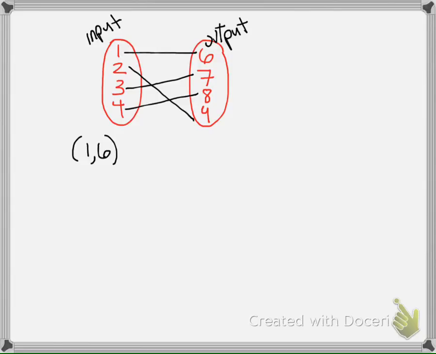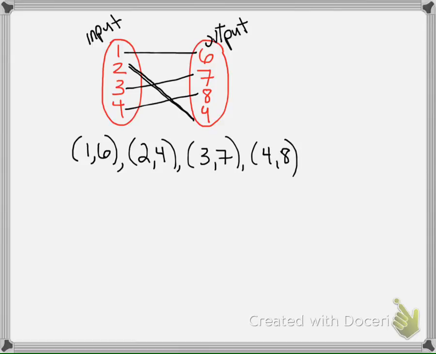Give me another ordered pair that goes together. The 2 goes with the 4, exactly. So we could say 2, 4. Who goes with the 3? The 7. So 3, 7. And who goes with the 4? The 4, 8. This is called a relation. And again, we bring them together with a bracket. This is a relation.